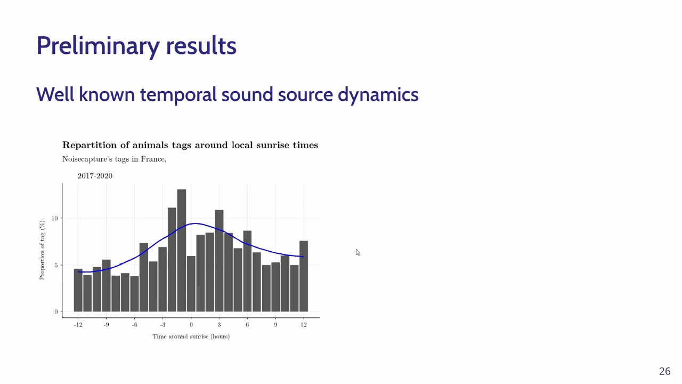For this graph in particular, it's the time around the sunrise. So in the middle, there is a zero, which is the sunrise time on the day of the measurement, and on the left side it's the time before, and on the right side it's the time after the sunrise. We can see that there is a peak a couple hours before sunrise in the animal tag in the dataset, and we can link that to a study on birds' behavior and especially bird songs. It's well known in acoustics that birds sing around sunrise more than later in the day.